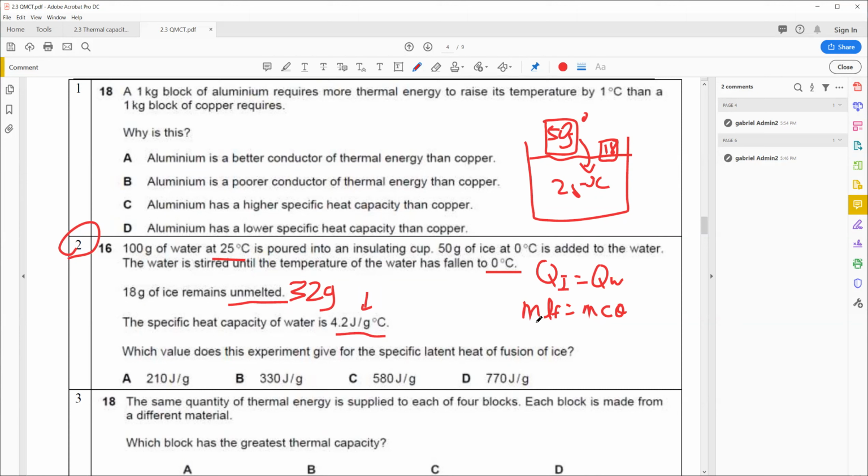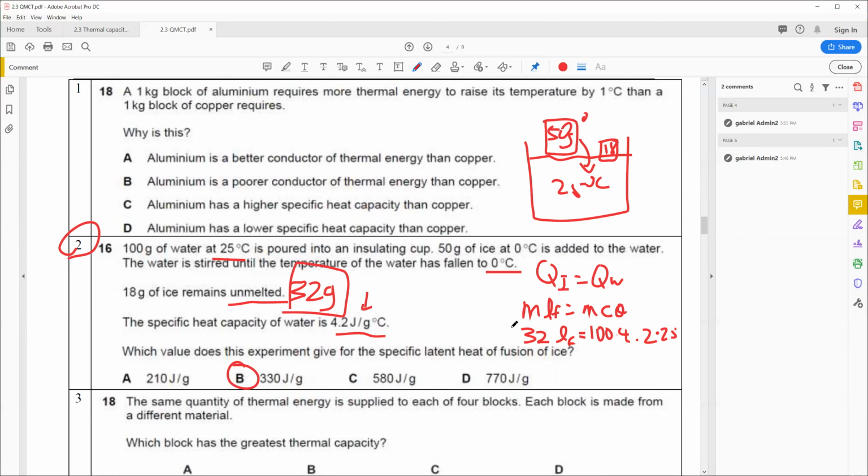This MLF here is basically the mass of the ice melted and the latent heat of the ice mass. So how much of the ice melted? It was 32 grams, and this will be LF, the thing that you're looking for. And the mass of the water is how much? It's going to be 100. Specific capacity is 4.2, and the change in temperature, it goes to 0, so it's 25. So from here, it's 100 times 4.2 times 25 divided by 32, guys. And ultimately, you're supposed to get B as the answer here.